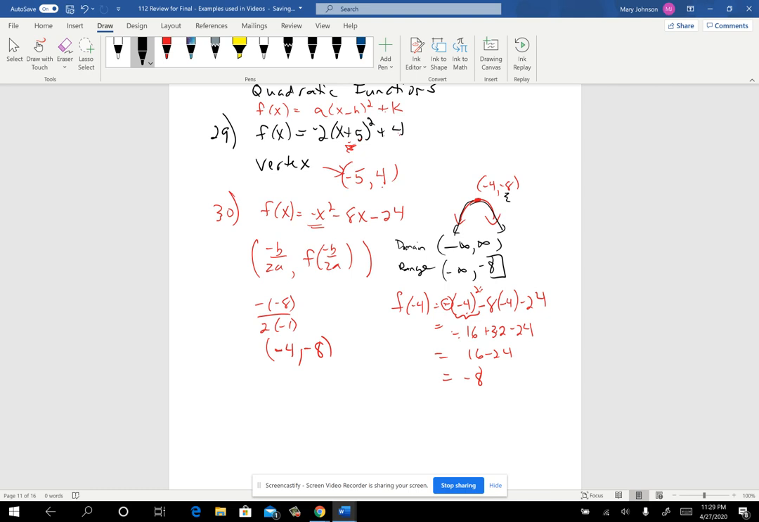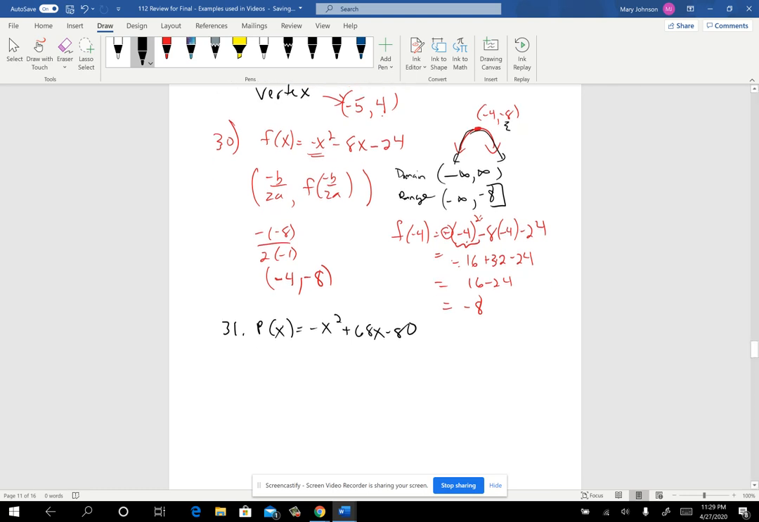All right, the vertex is important for a question like number 31. I know it has a lot of words, but it's not a hard problem. It gives you an equation, and it asks how many hot dogs he must sell to earn the most profit. So number of hot dogs for most profit. If you see words like least, most, max, min, you should be thinking vertex.